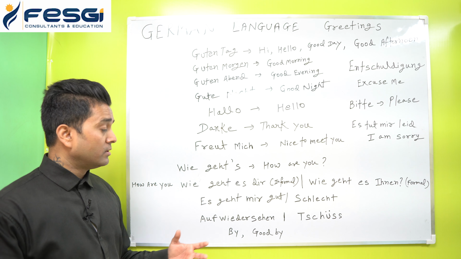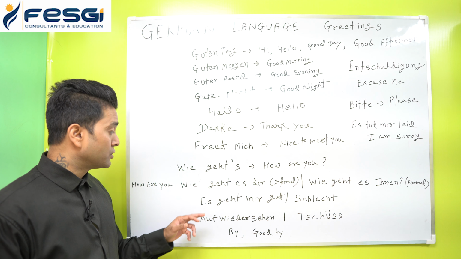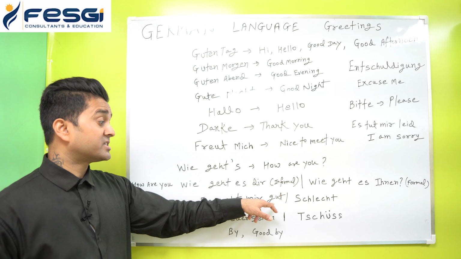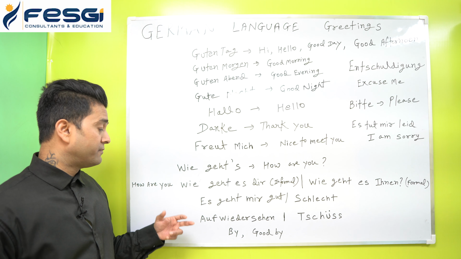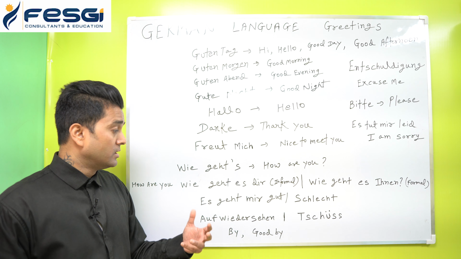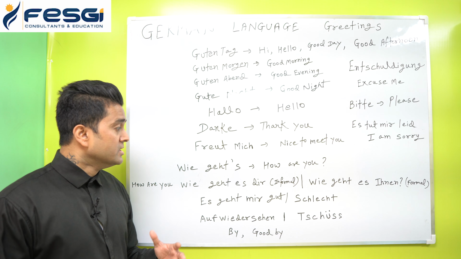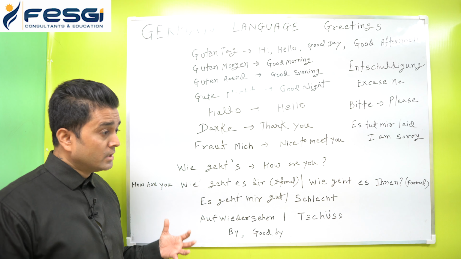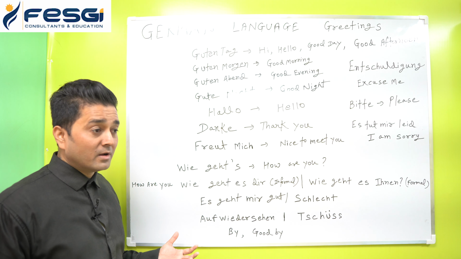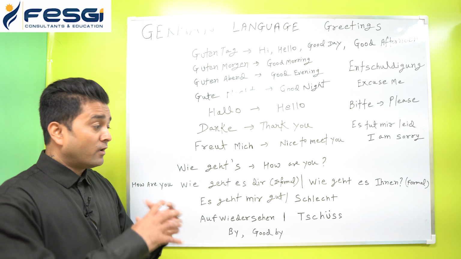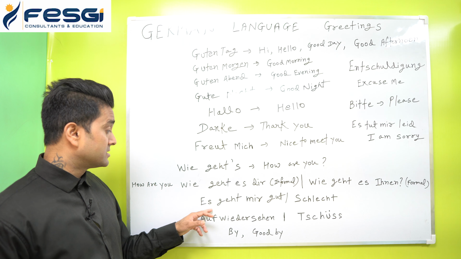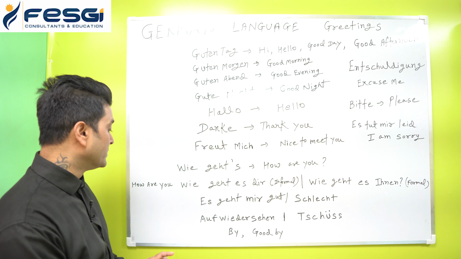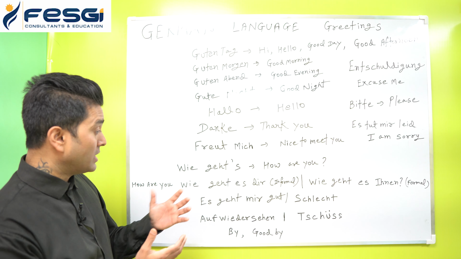But if you want to say that I'm not good, I'm not fine, I'm bad, I'm not feeling well, you can say es geht mir schlecht. So you can use schlecht instead of gut. If you are well, you can say es geht mir gut. But if you're not good, then you can say es geht mir schlecht. So that's how you can ask somebody wie geht es dir, wie geht es Ihnen. Three ways: formal, informal, and if you don't want to use formal or informal, you can say wie geht's. And the answer is es geht mir gut, es geht mir schlecht, as per what you are feeling at that time. So this is what you have to understand.